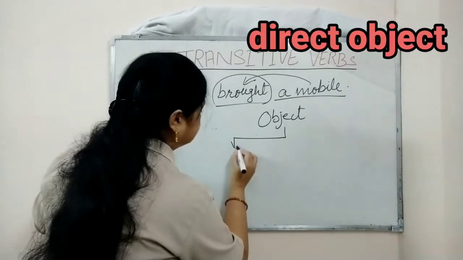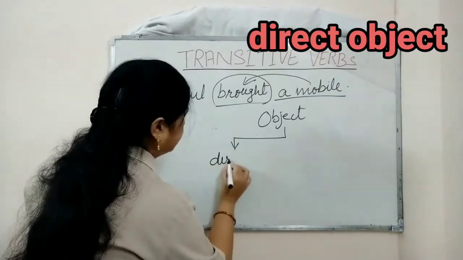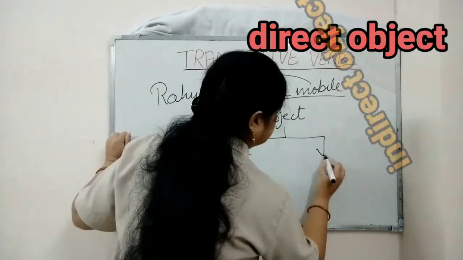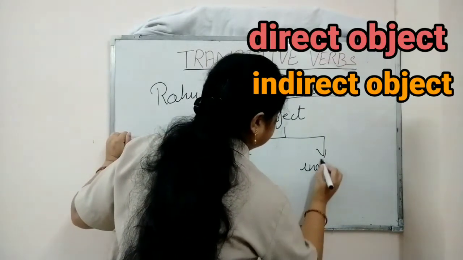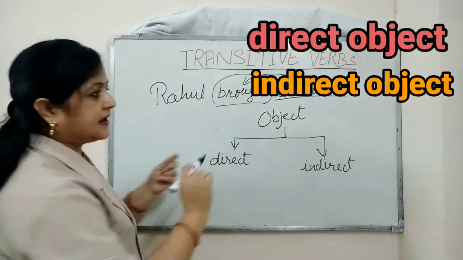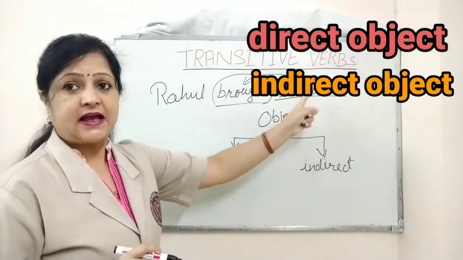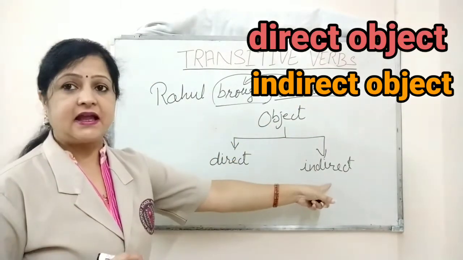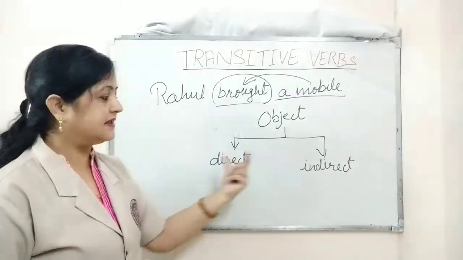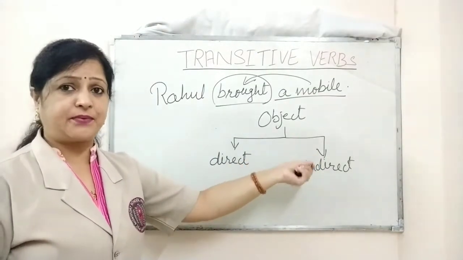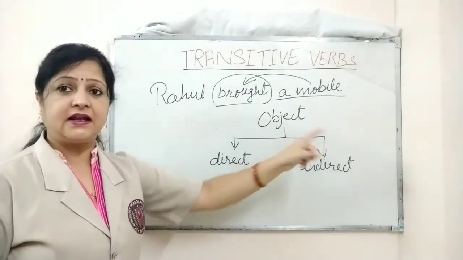One is direct object and the other is indirect object. So this object can be of two types, direct object and indirect object. So what are these direct object and indirect object? Let's take one more example to understand them.